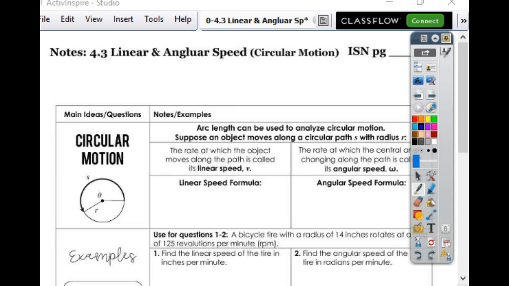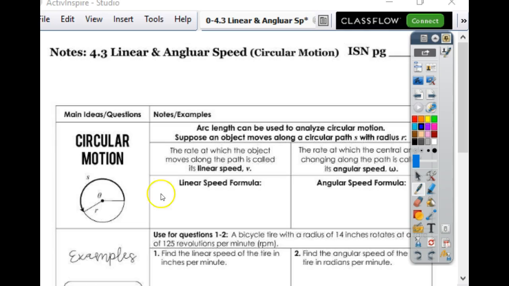All right, so today we're going to talk about linear speed and angular speed. Linear speed is the rate at which the object moves along the path outside. So this is how fast. The way that you use that is like when your tire rotates on your car, right? So the outside of the tire. The angular speed is how fast the central angle is rotating around. Like the whole pie part, how fast it rotates, okay?